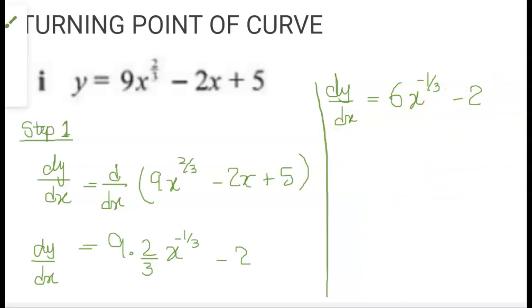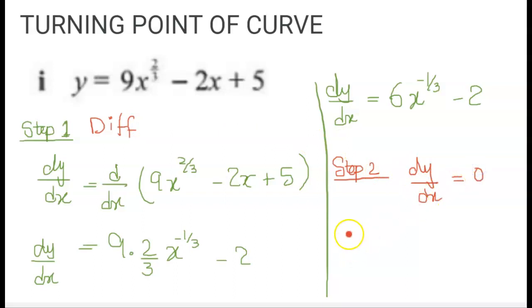So step 1, differentiate. Step 2, put that thing equal to 0. So step 1 is just differentiate, and step 2 is put the dy over dx equal to 0. So now you've got 6x to the power minus 1/3 minus 2 equals 0. Once you make it equal to 0, you need to rearrange and find the value of x.